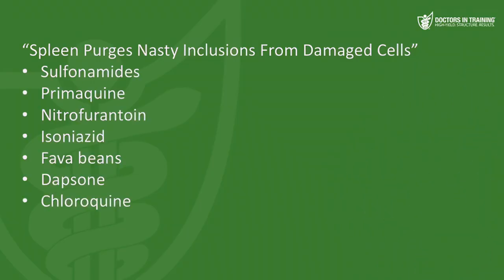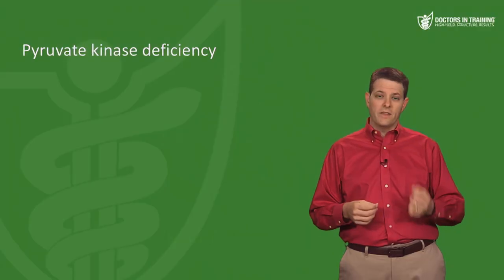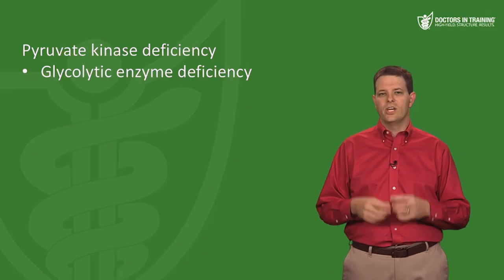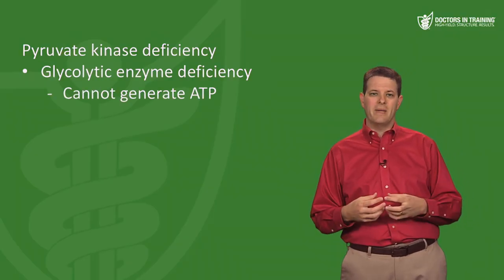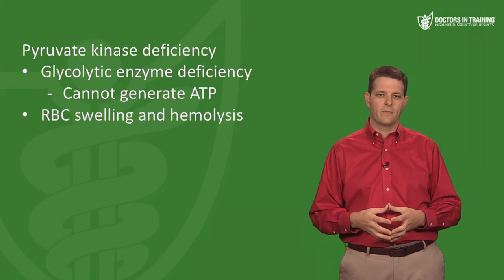Okay, here are the answers. And remember, in G6PD deficiency, you can see Heinz bodies, which are clumps of denatured hemoglobin inside the cell due to oxidation of the iron. And then the macrophages come along and remove the Heinz bodies, which leaves behind bite cells. Pyruvate kinase deficiency is another cause of intrinsic hemolysis. We mentioned this one in biochem also as a glycolytic enzyme deficiency. So with pyruvate kinase deficiency, you can't generate ATP, so you can't maintain the sodium-potassium ATPase, so you're going to get red cell swelling and hemolysis.